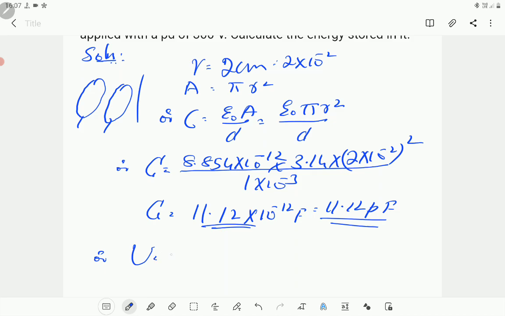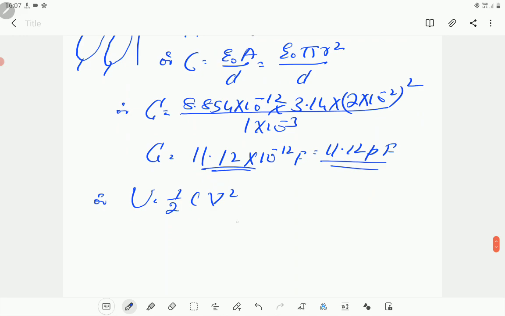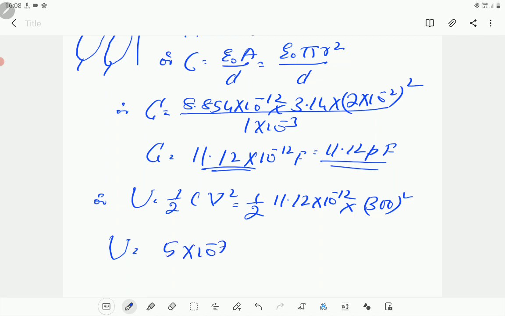What is energy stored? Half CV squared. You are using only this. Why? Because capacitance is given, potential difference is given: 11.12 pico, 10 power minus 12, times what is the value of V? V value here is 300 whole square. So U equals, if you simplify completely, 5 10 raised to power minus 7 joule.